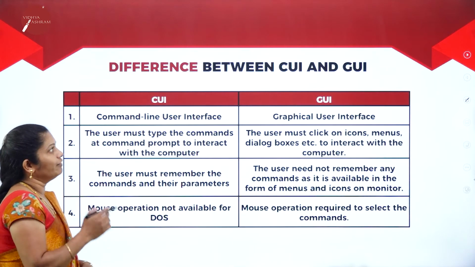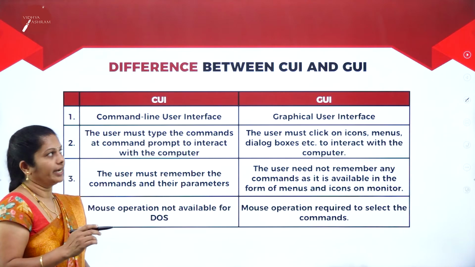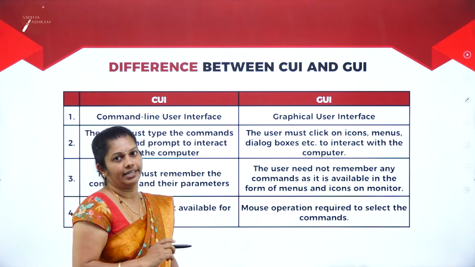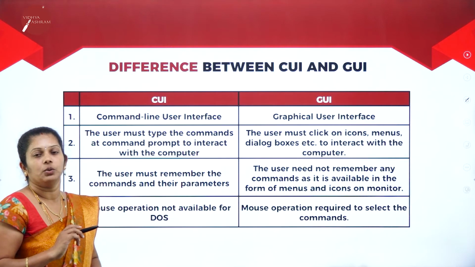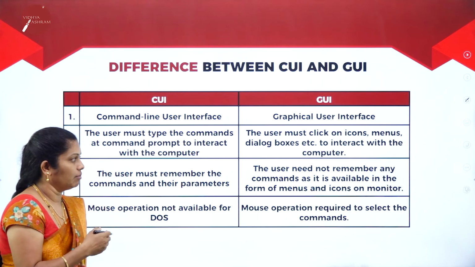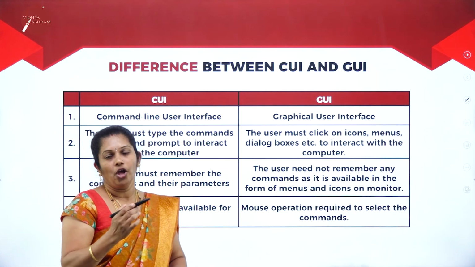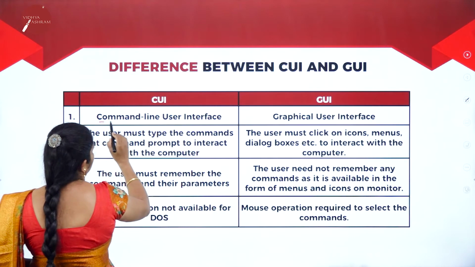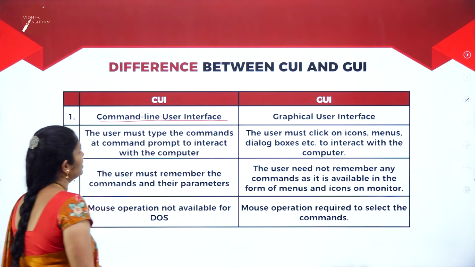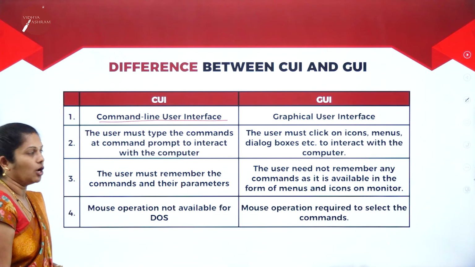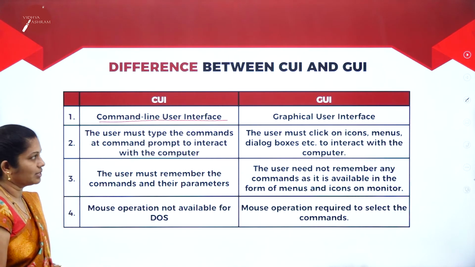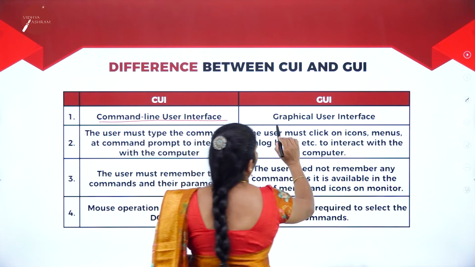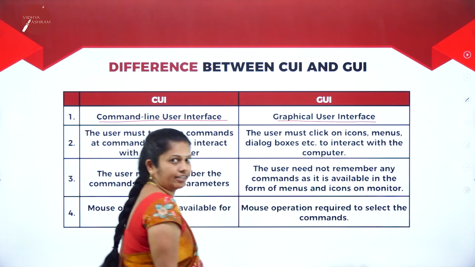Next, we come to the difference between the command user interface and the graphical user interface. It's a very important question. You will get this question for 3 marks as well as for 5 marks. Here, CUI means command line user interface or command user interface, whereas GUI is graphical user interface.